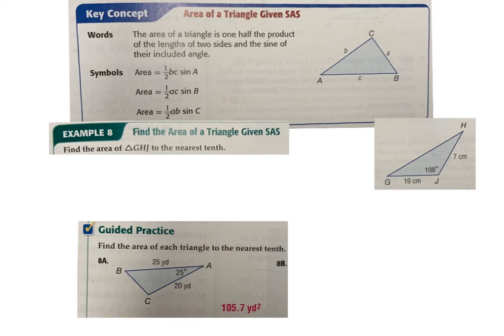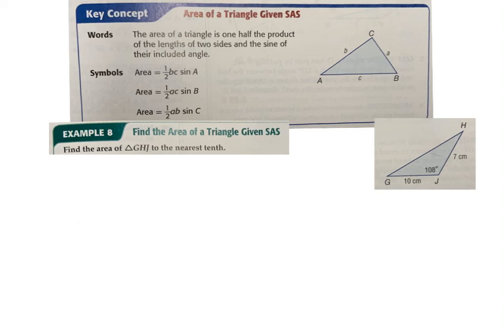So for this one, I would say my area is going to equal 1/2 my 10 times my 7 times the sine of the angle in between, 108. And that's going to give me the area of this particular triangle here. And they rounded to 1 decimal place. 33.3 is my area. Much simpler equation.